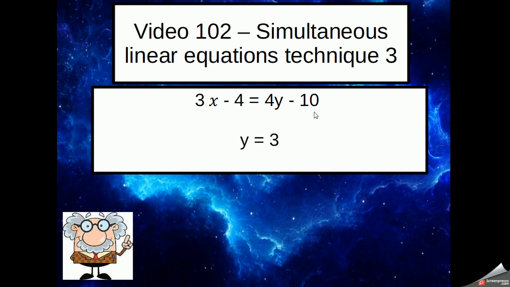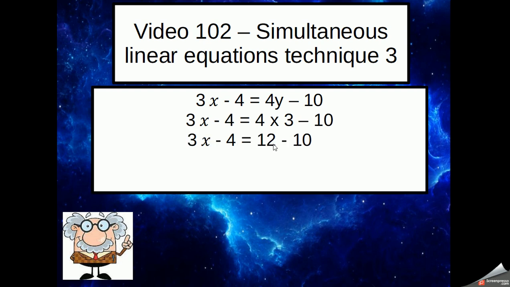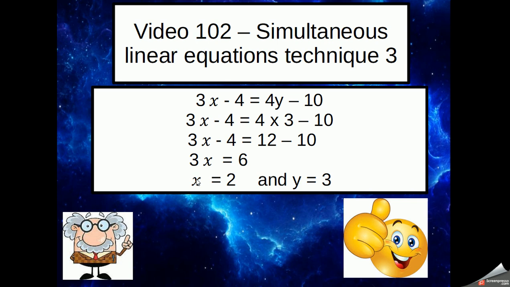I then take one of the old equations, either one, it doesn't matter, and substitute in the value of y, which is 3, so 4y becomes 4 times 3. Simplify down, 4 times 3 is 12. Move the 4 over and do our little takeaway here. So 12 take away 10 is 2. Moving the 4 over, it becomes positive. So 3x is 6. Divide both sides by 3. And now x is equal to 2. And as we said, y is equal to 3.